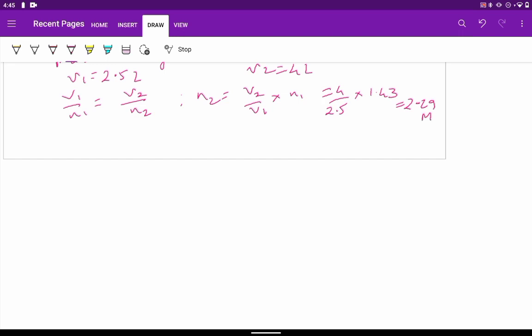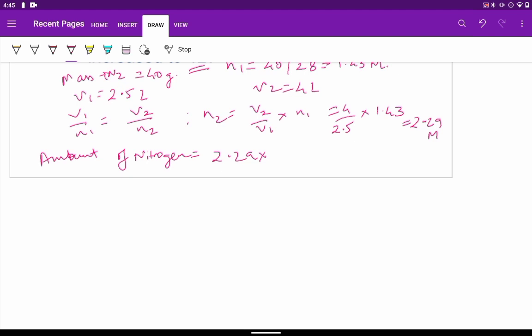Now we know the number of moles. We have to calculate grams of nitrogen. So you multiply it by molar mass. So amount of nitrogen will be equal to 2.29 we just got into 28. If we just multiply, we get 64 grams. So this is the final answer.